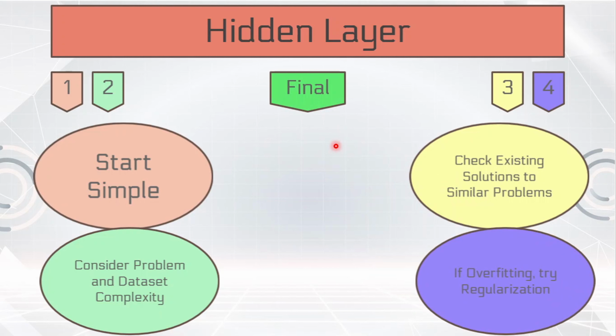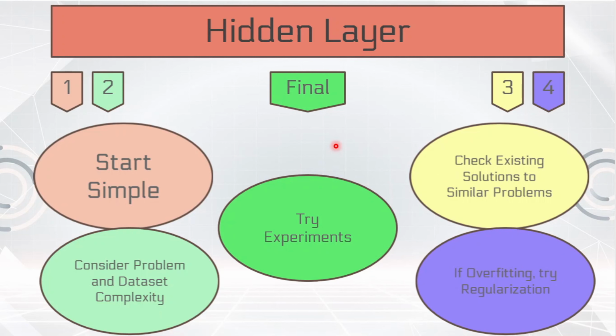The final tip is that you need to try many experiments to find the optimal answer. There are no certain rules again for hidden layers. You need to try all of them and check which one works very well for your problem.